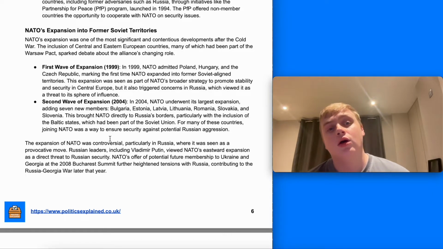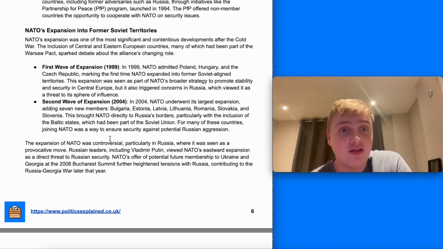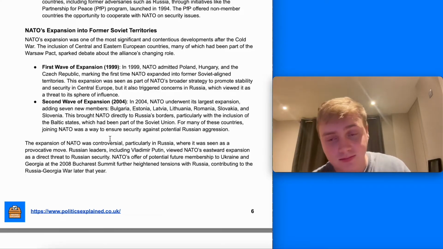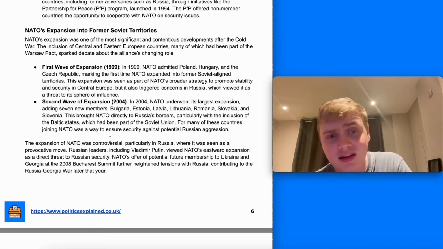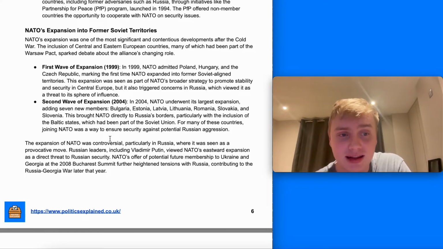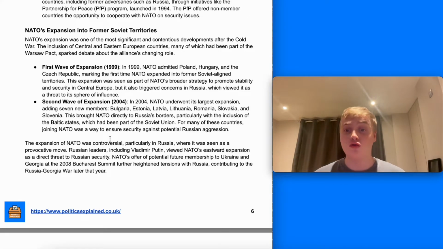Crucially, since the end of the Cold War, the most contentious thing, particularly in relation to Russia and the old Soviet Union, that NATO has done is expand into former Soviet territories. So it was the first wave of expansion in 1999, when it admitted Poland, Hungary, and the Czech Republic, making it the first time NATO expanded into former Soviet-aligned territories. And this was seen as part of NATO's broader strategy to promote stability and security in Central Europe, but also triggered concerns in Russia, which viewed it as a threat to its sphere of influence, particularly as it was getting close to Ukraine, for example, which borders Russia.